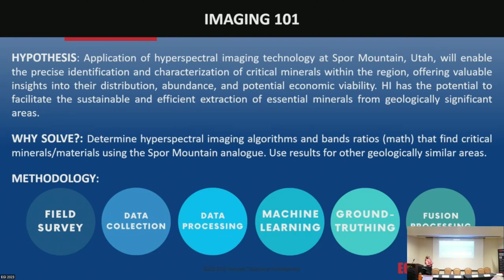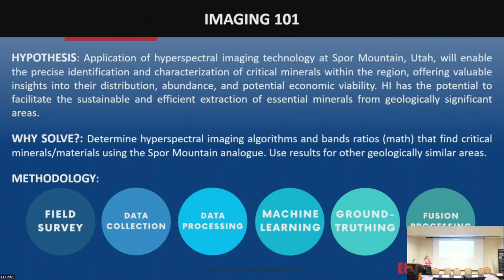So how are we going to do this sort of ground truthing? One of the ways that we've looked at doing it is hyperspectral imaging. And I'll tell you a little bit more about hyperspectral imaging, but sort of imaging 101, why are we doing this? And so this is the hypothesis. Hyperspectral imaging, so narrowband imaging, has the potential to facilitate the sustainable and efficient extraction of essential minerals from geologically significant areas. Tailings are great for showing us where geologically significant deposits are.